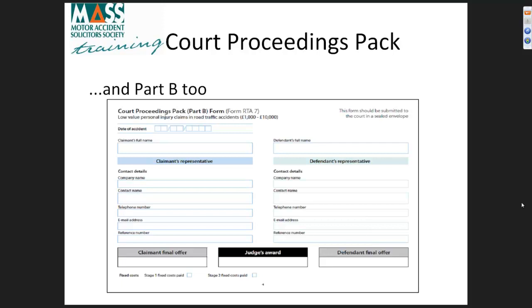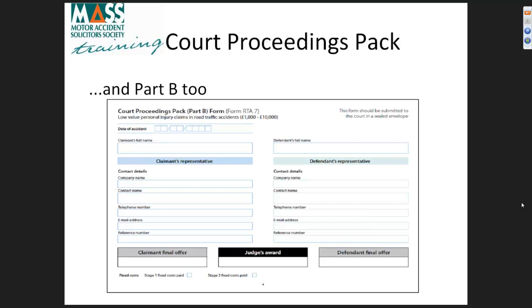I've heard a judge, and one of the judges that was involved in writing the actual rules on this, he was involved in a committee, saying he's been very surprised when he gets the Court Pack B that the claimant's final offer is no different from that contained on Court Pack A. And quite often the defendant's final offer is very similar too, if not the same.